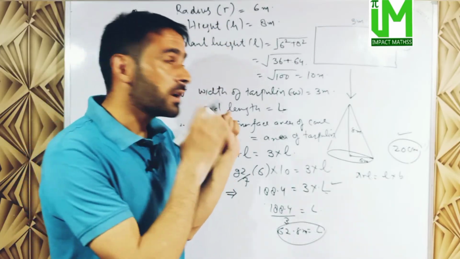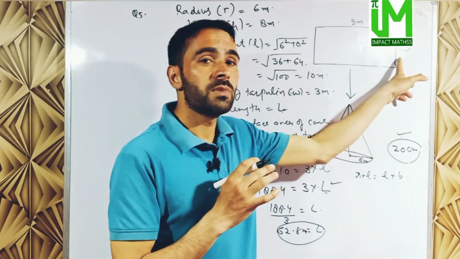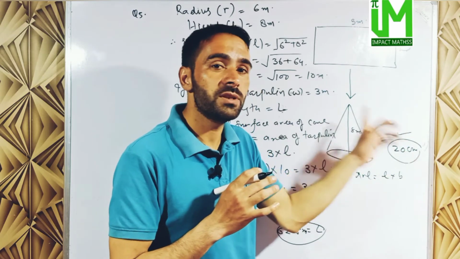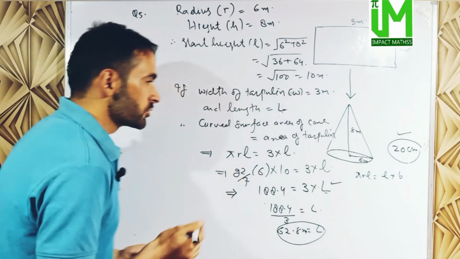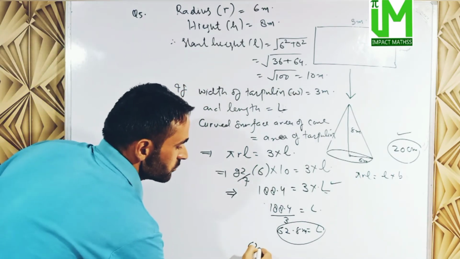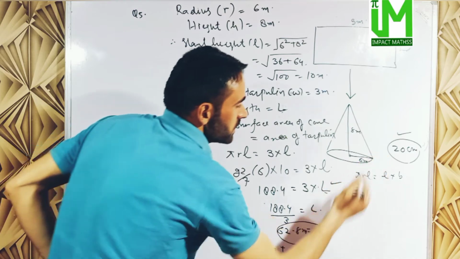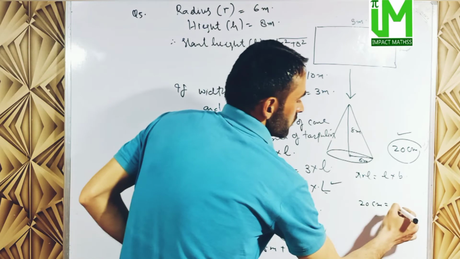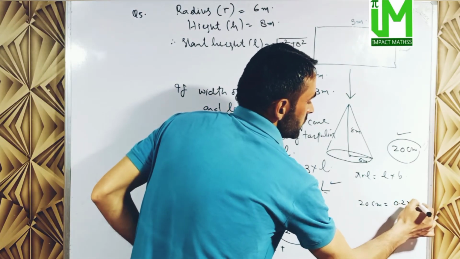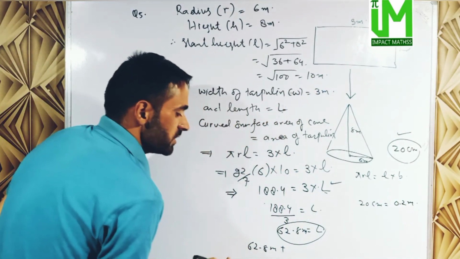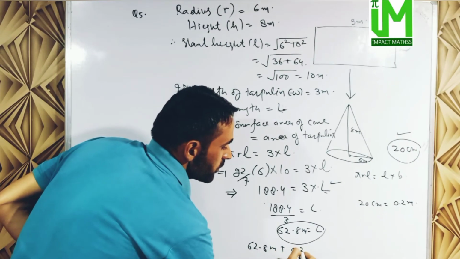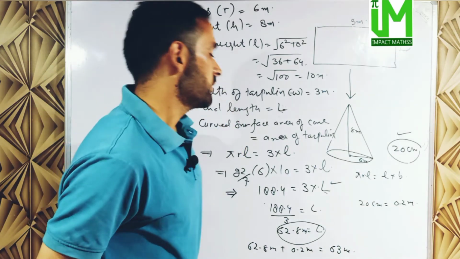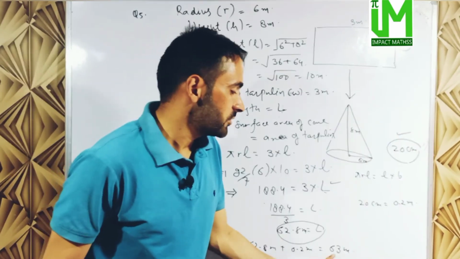But you see, the length already has 20 centimeter of waste, so we have to add 20 centimeter to this length. Converting 20 centimeter to meter, it will be 0.2 meter. So 62.8 meter plus 0.2 meter will be 63 meter. So the length of the tarpaulin will be 63 meters.